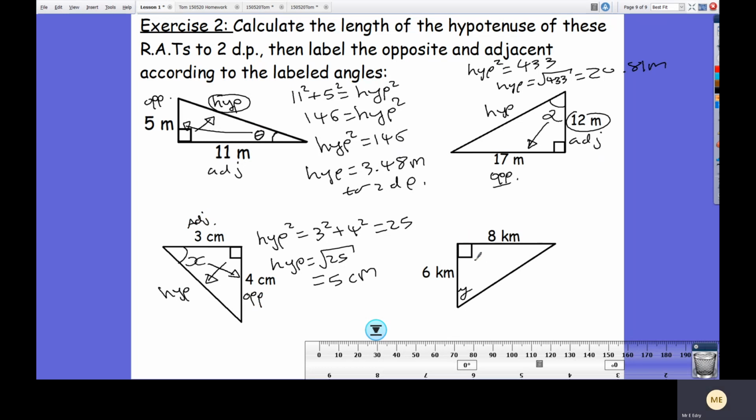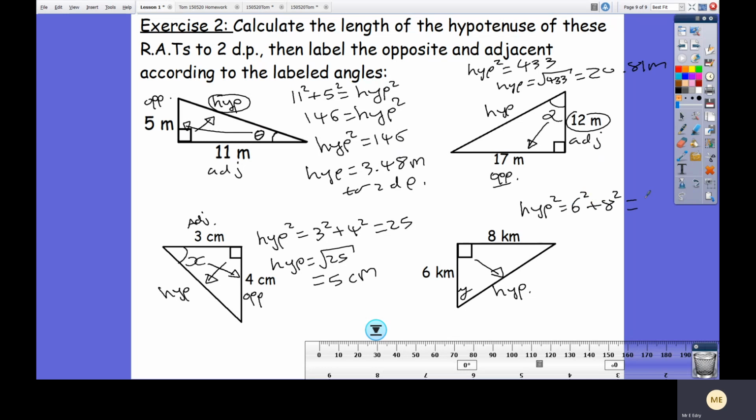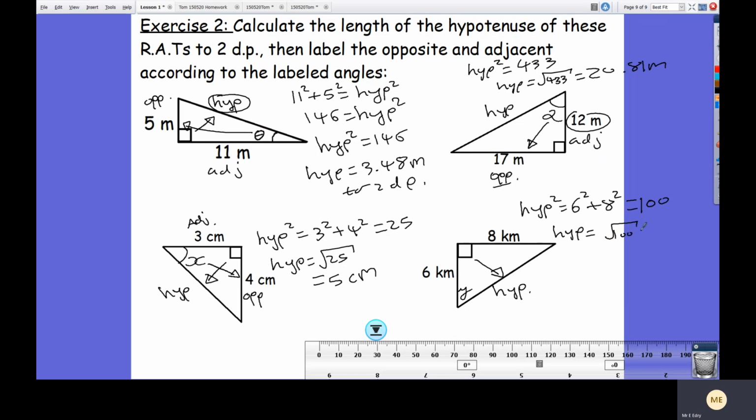And then the side that we have left is obviously the adjacent. Finally, opposite the right angle, we have the hypotenuse. Paying attention to the units now, it's all in kilometers. Hypotenuse squared is equal to 6 squared plus 8 squared, which is going to be 36 and 64, which is 100. So the hypotenuse is going to be the square root of 100, which is just going to be 10. Paying attention to the units, kilometers. And strictly, I should say 10.00 because I wanted 2dp, but that's fine.